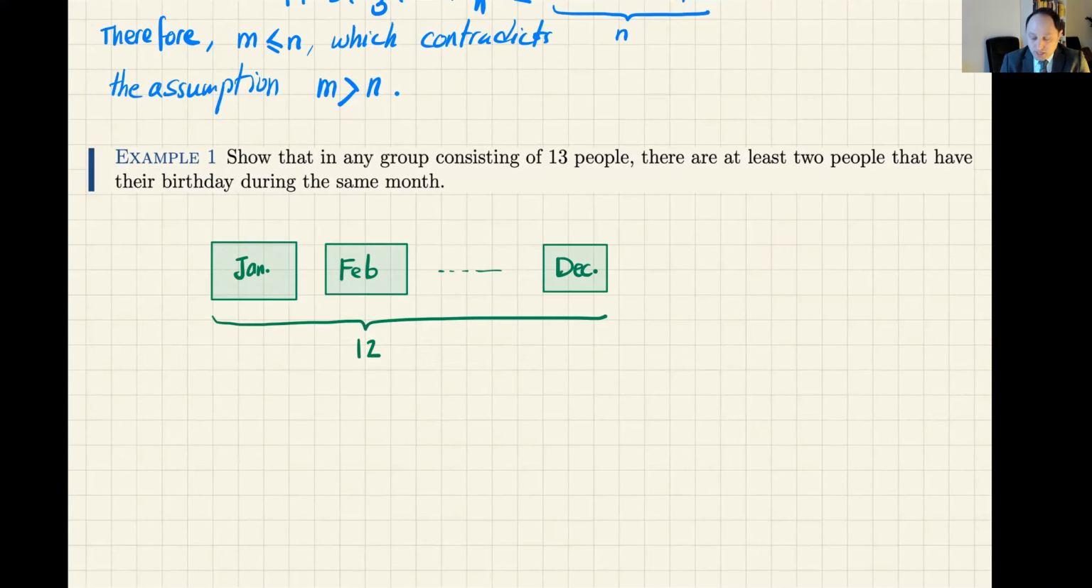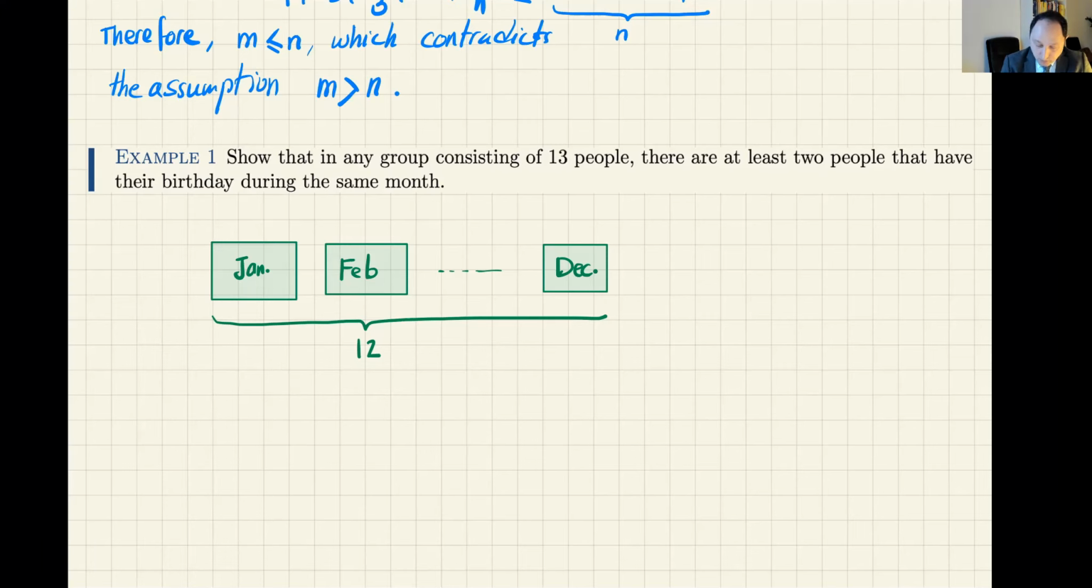So this is what I want you to understand about the pigeonhole principle. Yes, because now with 13 people, we have 13 pigeons and only 12 pigeonholes, and I want to distribute these pigeons inside these pigeonholes. Then according to the pigeonhole principle, there exists at least one pigeonhole containing at least 2 pigeons. It means that there are at least 2 people that are born in the same month.